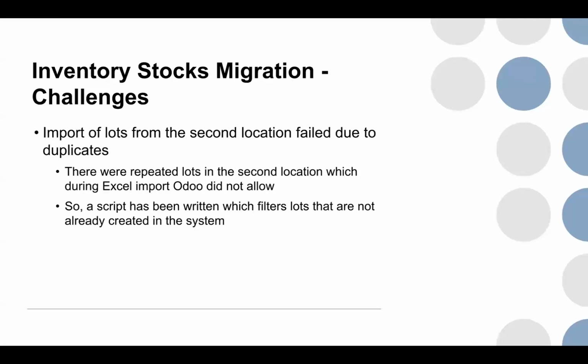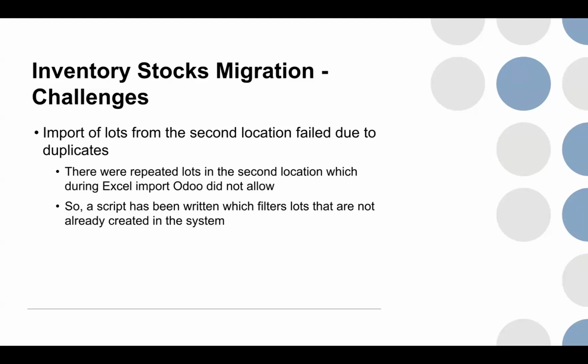The other challenge was with the import of lots from the second location. The first location went properly. We did this mapping and then we imported the lots. But when we tried creating the lots for the second location, since it had data of lots that are available in the first location also, the lot creation failed because lots are unique to a product. We can't create the lot again.